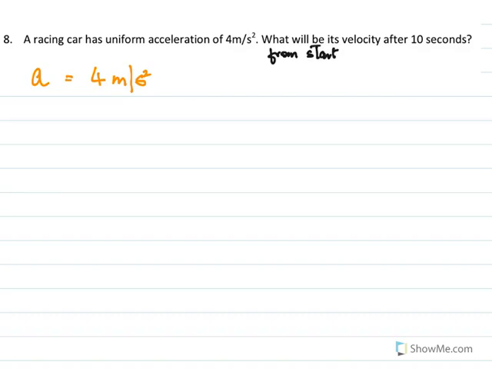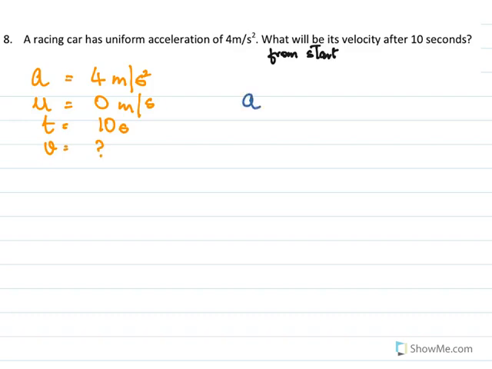So it is starting from rest. So your u, initial, is 0 meter per second. We see the time is 10 seconds. We need to find its final velocity. V is what we need to find.